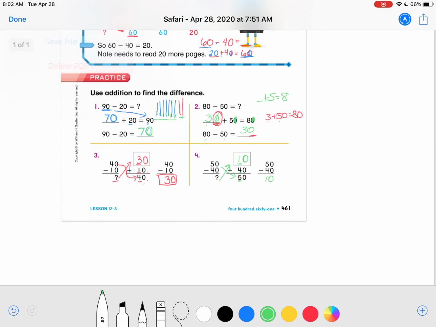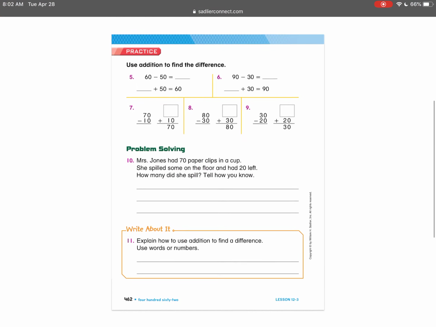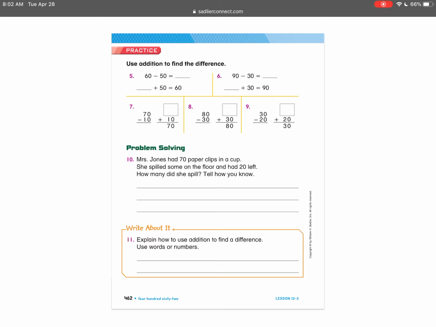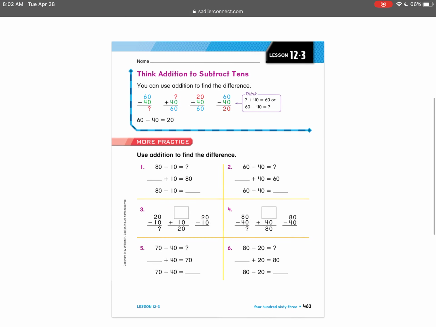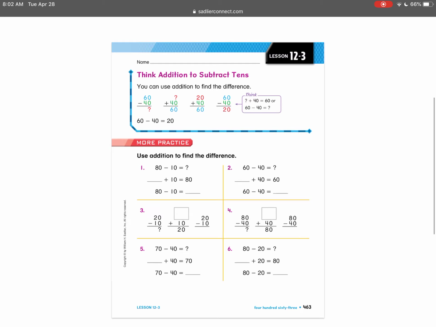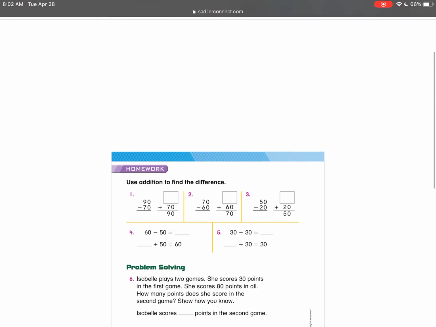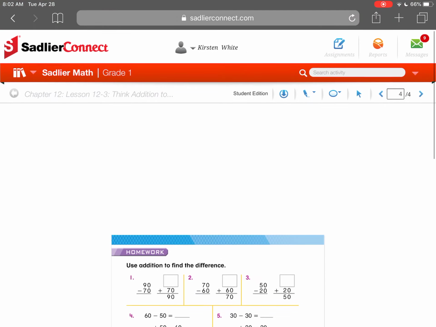Now, let's look at the next page. You're going to do this side on your own. Use addition to find the difference. So you're still having the two different answers there on all those problems. You should do problem solving on your own. You do not need to do the write about it today. And you are skipping this page unless it's not making sense. If it doesn't make sense, please use this to get a little extra practice, okay, to help you out. And then we're doing the homework page, because the homework page is something you should be able to do on your own, okay? And that's it for math today.